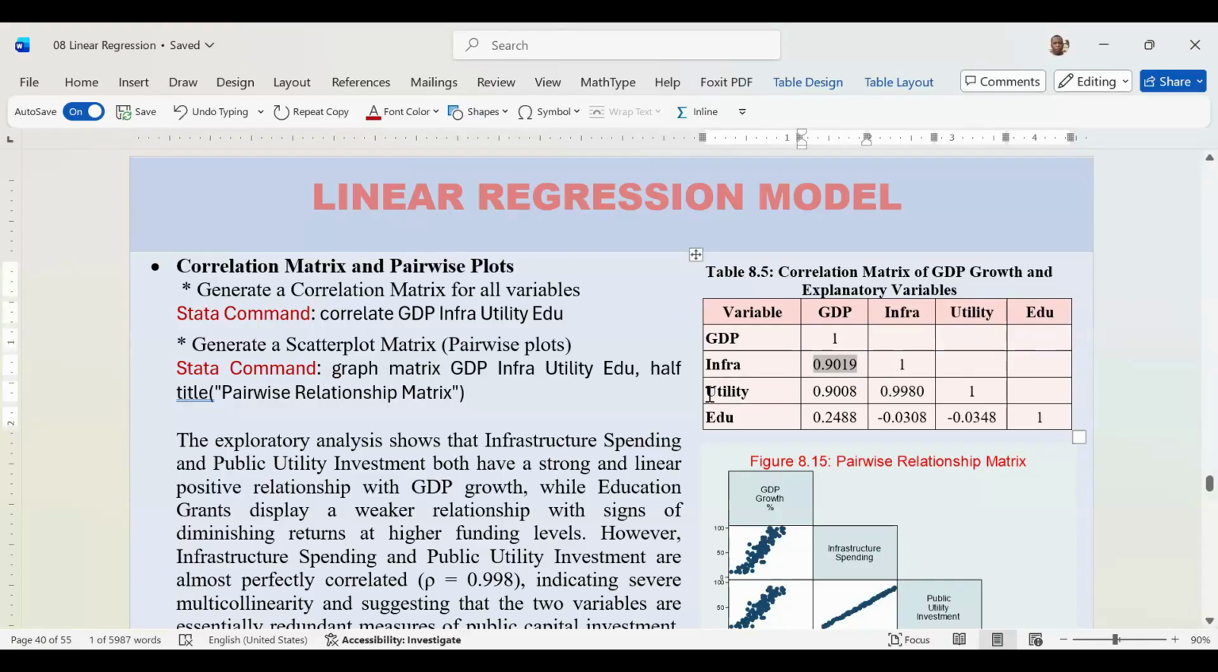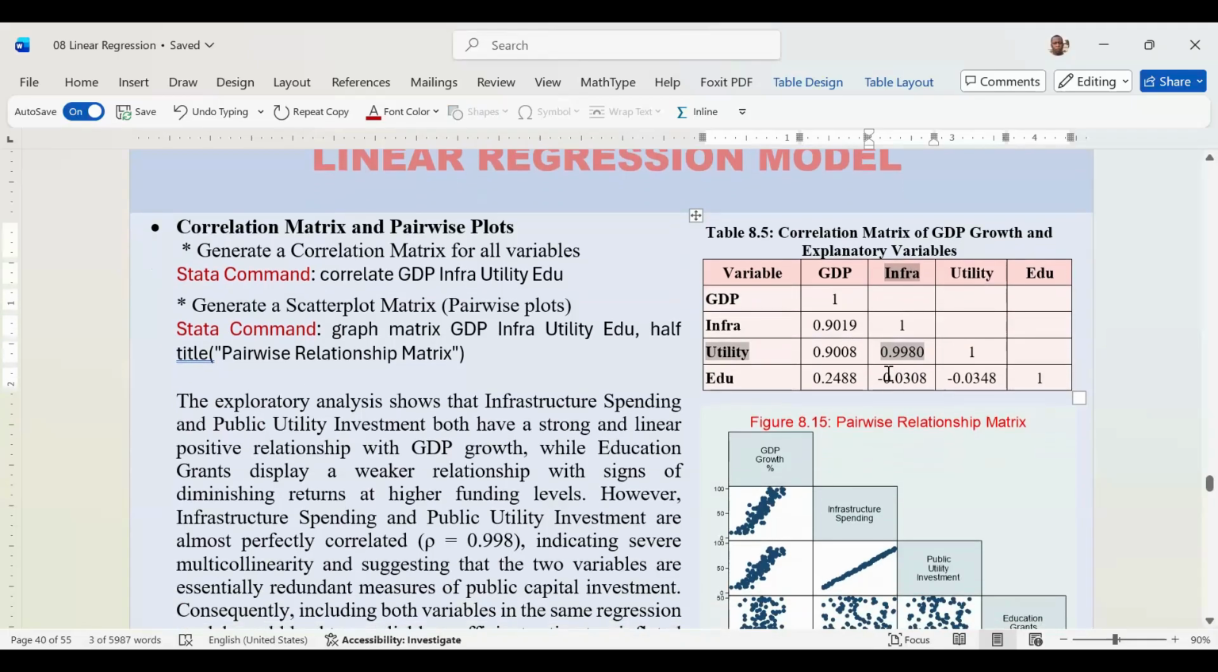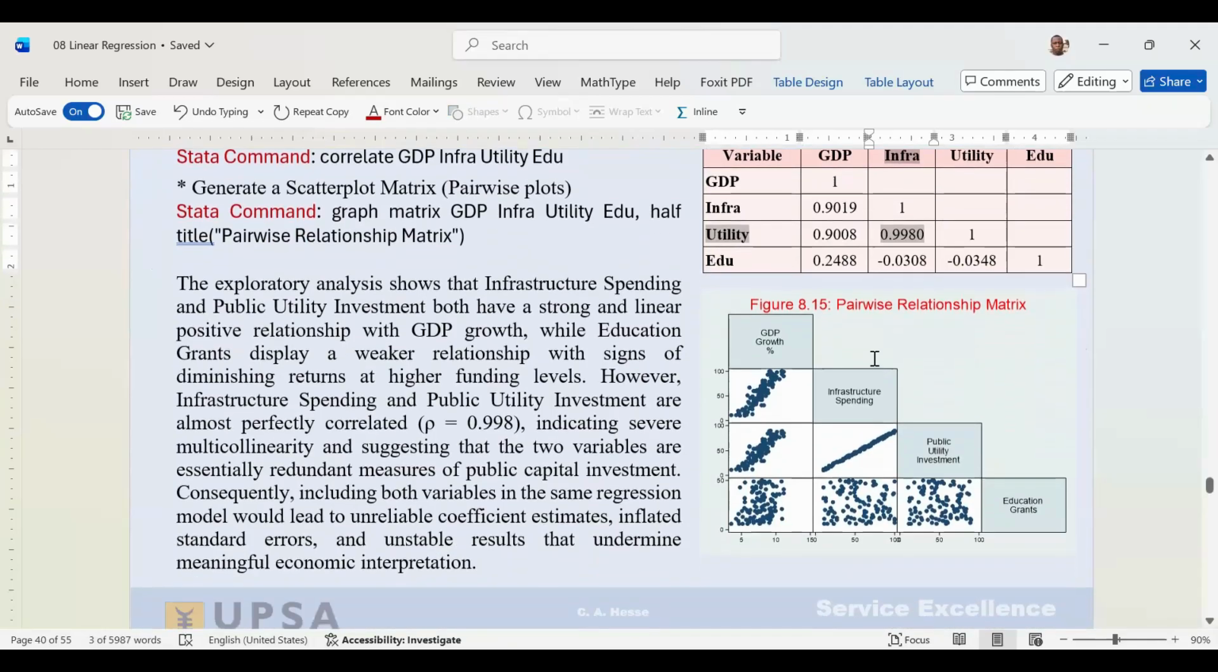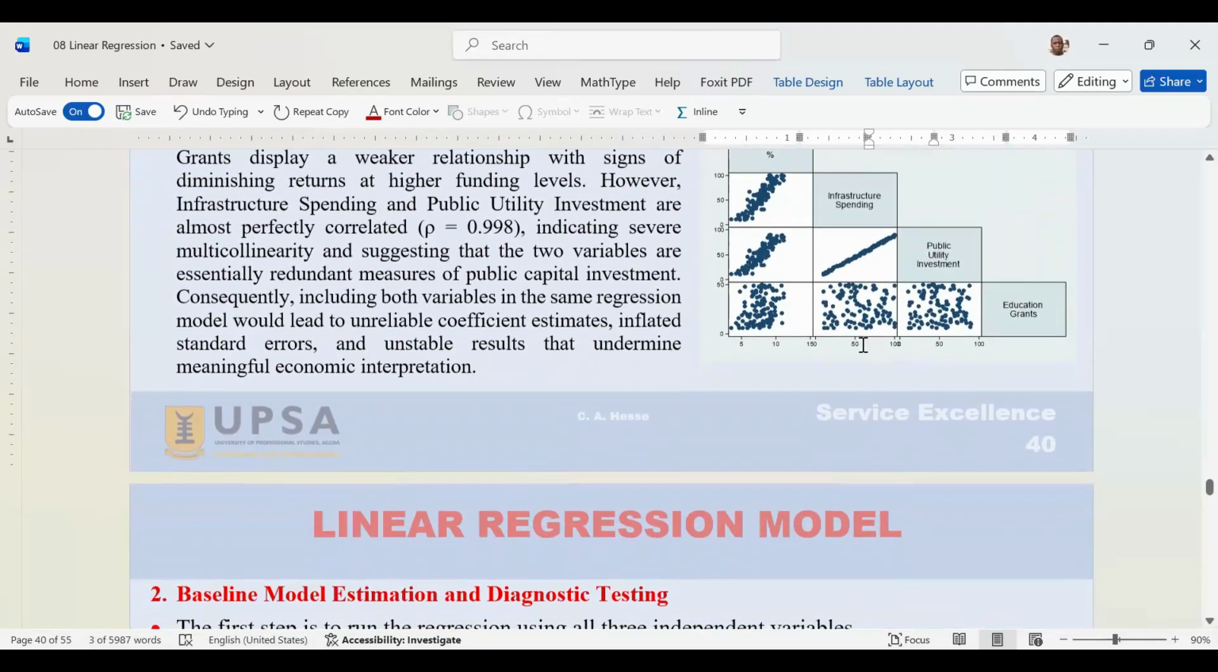Like we have here utility and what? Utility and infrastructure. They are highly correlated, almost one. So there's likely to be multicollinearity in this work. Are you with me?